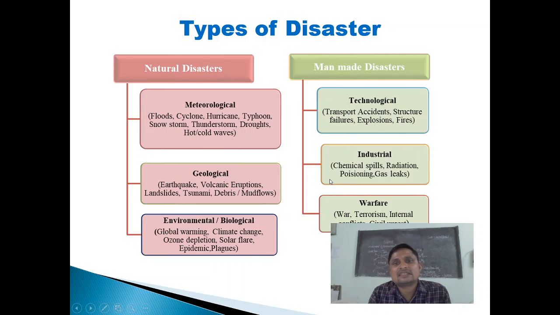The second type of disaster is man-made disaster. In the case of man-made disaster, there are three types: technological. In the case of technological disasters, there are transport accidents, structure failure, explosion, fires. The second man-made disaster is industrial: chemical fields, radiation, poisoning, gas leaks. These are the industrial man-made disasters. The third is warfare. In the case of warfare, there is war, terrorism attack, internal conflict, civil unrest.